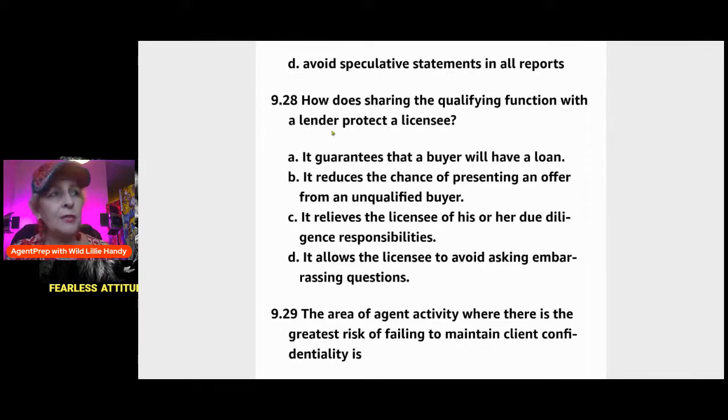So the question: how does sharing the qualifying function with a lender protect a licensee? It reduces the chance of presenting an offer from an unqualified buyer. One of the main things we do in real estate is ask a lot of questions. Why? So that we can learn more about the buyer or the seller to best help them and find a solution. We are solution providers, problem solvers.